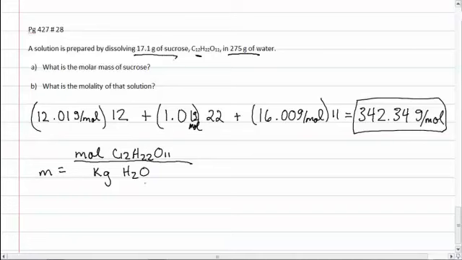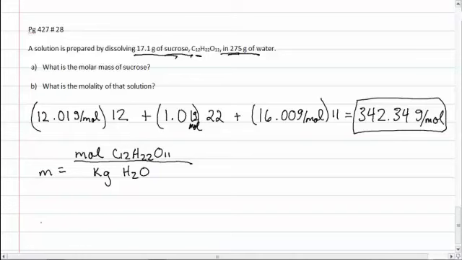Now the way we determined which was the solute and which was the solvent, again, was based on what's dissolved in what. We had sucrose in water. Since sucrose is dissolving in water, sucrose must be the solute. In water means water is the solvent. The thing that dissolves other things is the solvent.